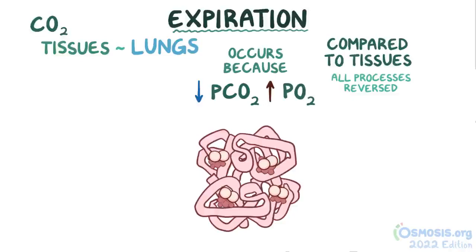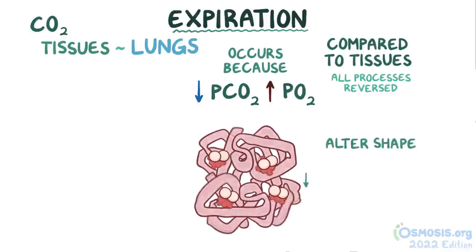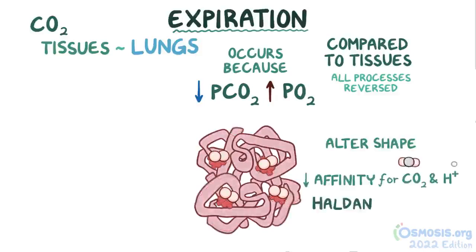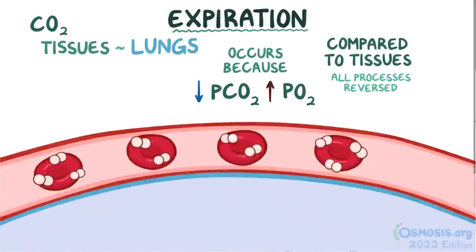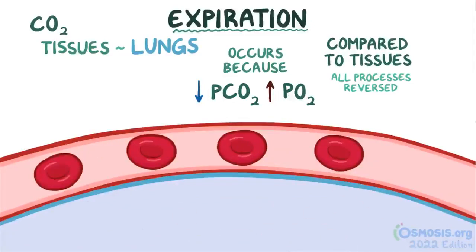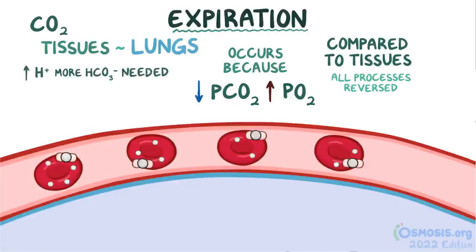Now, even though oxygen doesn't compete with carbon dioxide and hydrogen ions for binding sites, it does alter hemoglobin's shape just slightly, and this reduces hemoglobin's binding affinity for carbon dioxide and hydrogen ions. This is called the Haldane effect. And it means that as more oxygen binds to hemoglobin, more carbon dioxide and hydrogen ions become unbound. Now, when there's a rise in hydrogen ions, more bicarbonate is needed to bind with it. So bicarbonate re-enters the red blood cell from the plasma, once again by flowing down its concentration gradient. Except this time it's going into the red blood cell.